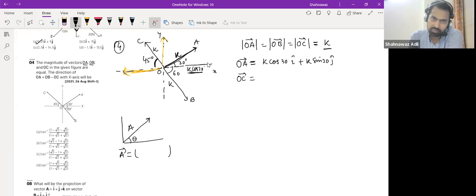Root 3 by 2. Where does this 3 by 2 come from? Root 3 by 2, right? No, I am asking about the OC vector. This OC vector. We will solve this further, but first let us write.